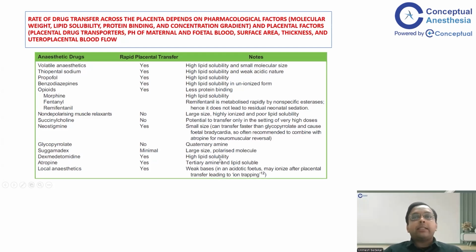Dexmedetomidine again has high lipid solubility and causes rapid placental transfer. Atropine causes rapid placental transfer because it is a tertiary amine, unlike glycopyrrolate, which is a quaternary amine compound. And local anesthetic agents undergo rapid placental transfer because they are weak bases. And there's a phenomenon called ion trapping, where once they transfer into an acidotic fetus, they get ionized after placental transfer, leading to ion trapping, and they get trapped inside the acidotic fetal environment.